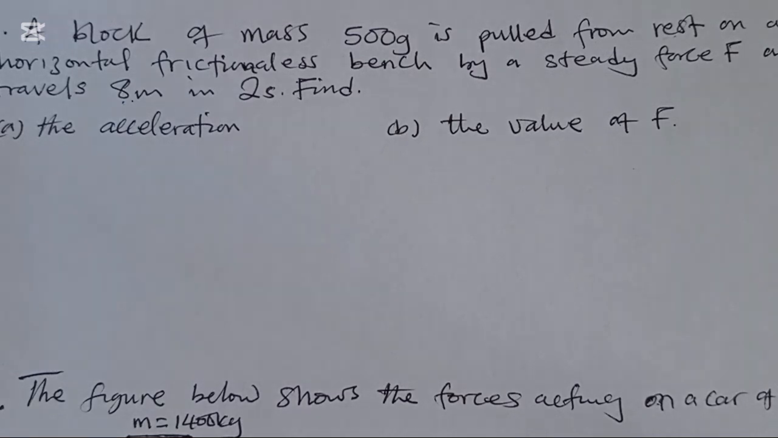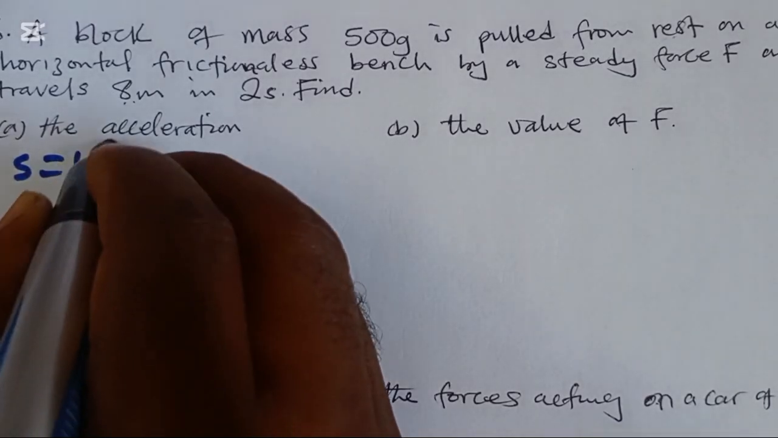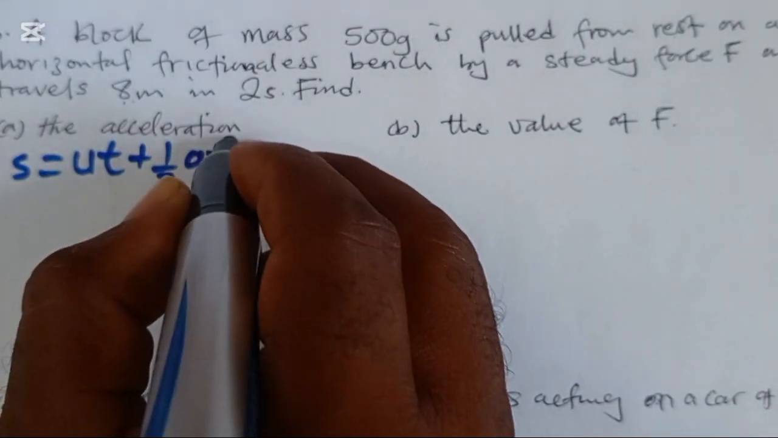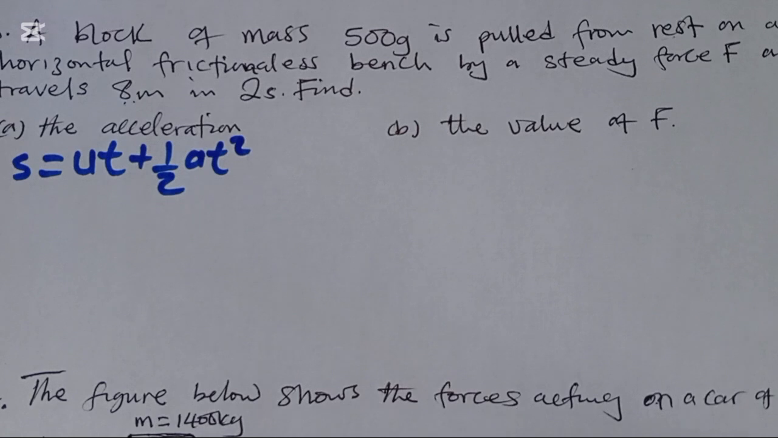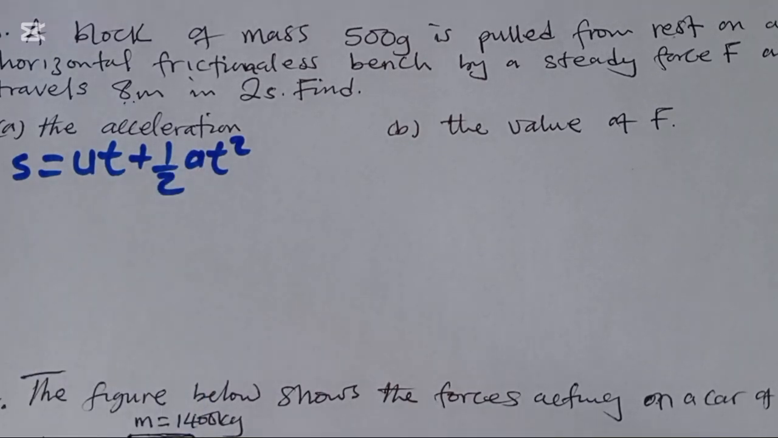So I'll remember the linear motion equations. I'll pick one equation that has time and distance in it. So there it is, S is equal to ut plus 1 over 2 at squared, where S is distance, u is initial velocity times time, and a is the acceleration.